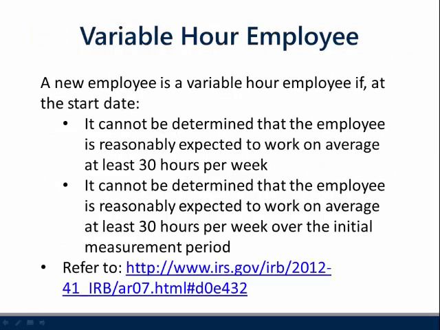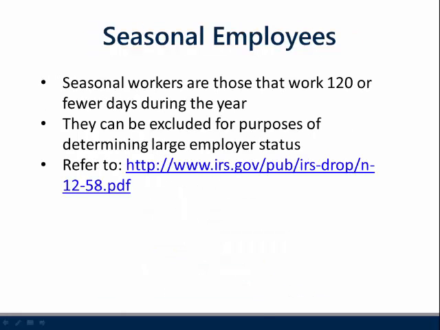Next is variable hour employee. A variable hour employee is when you cannot determine that the employee is reasonably expected to work an average of at least 30 hours per week. Please note the IRS publication for additional information about variable hour employees. Seasonal employees are those employees that work 120 or fewer days during the year. The seasonal employees can be excluded for purposes of determining your large employer status.